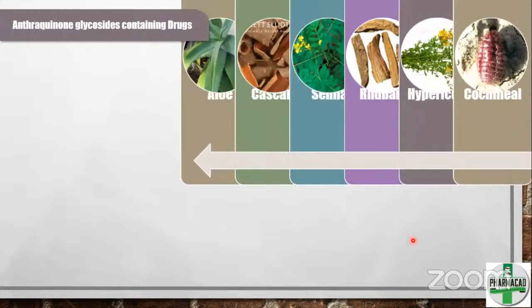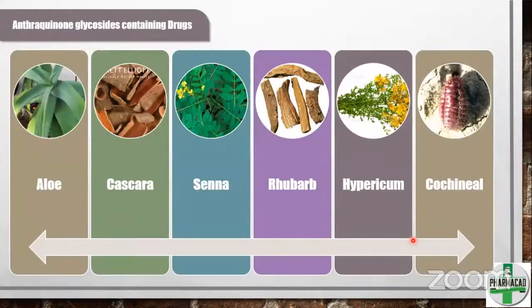Okay, now what are the 6 different drugs that we are going to study under this class of compounds? So these are the 6 different drugs that we are going to study today. I want you all to get a notebook and a pen and sit with it so that you can make a note of this while you're studying. So the 6 different drugs we are going to cover are aloe, cascara, senna, rhubarb, hypericum and cochineal.